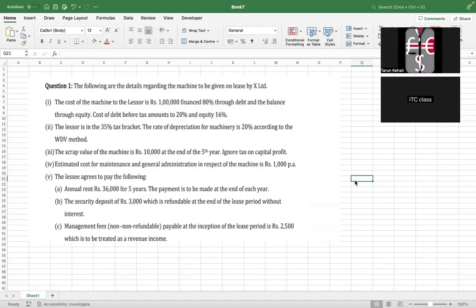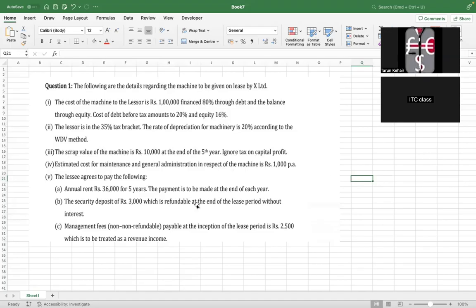The lessee agrees to pay the following: annual rent 36,000 for 5 years, payment to be made at the end of each year. Security deposit 3,000, which is refundable at the end of the lease period without interest. Management fee is non-refundable, payable at inception of the lease period, 2,500, which will be treated as revenue income.